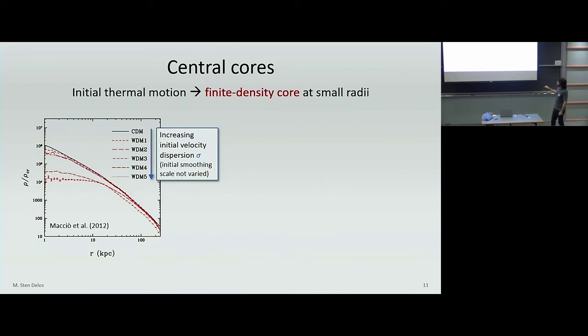So this is a density profile, density as a function of radius. This is from a group that simulated this. What they did is they looked at a halo in a simulation, and they increased the initial velocity dispersion in the simulation. And as they do that, the maximum density goes down. I should point out there's no prompt cusp here because they deliberately increased the velocity dispersion without correspondingly increasing the smoothing in the initial conditions.